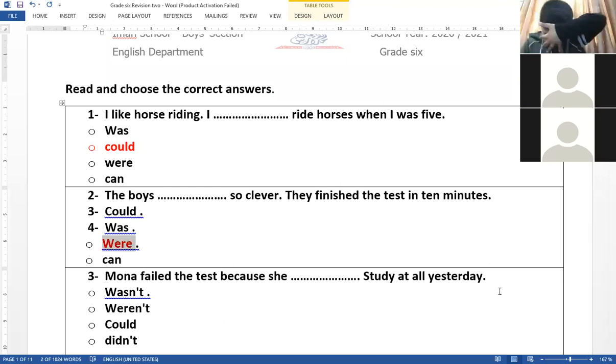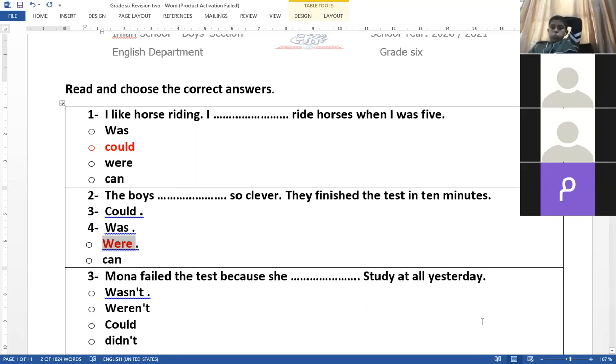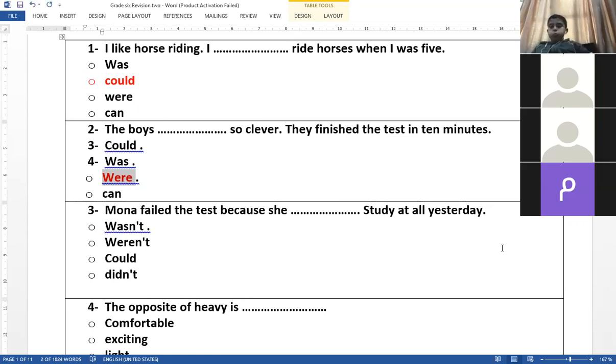Muhammad Isa Faris. Mahmoud Kandi still doesn't have a microphone. Mahmoud Kandi. Muhammad Isa Faris. Yes, teacher. Without a microphone, how is that? Okay, Mahmoud. Number three. You are Mahmoud or Muhammad? Muhammad. Ah, it's you, Muhammad.